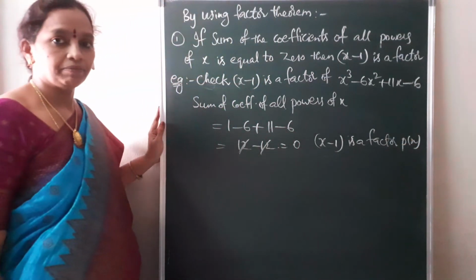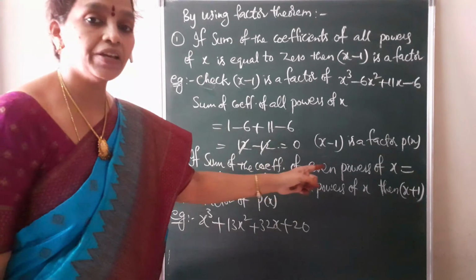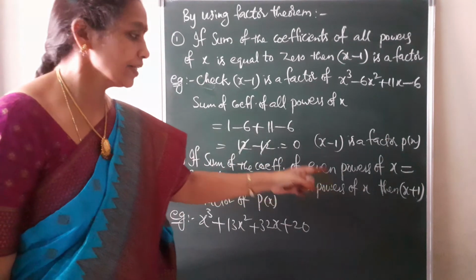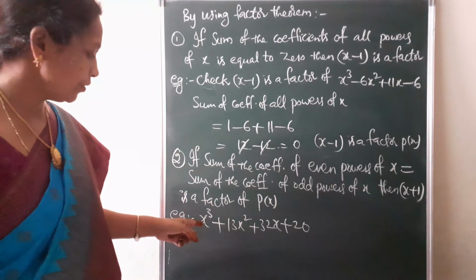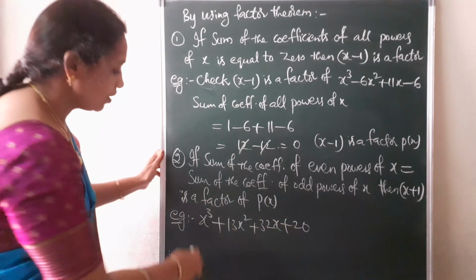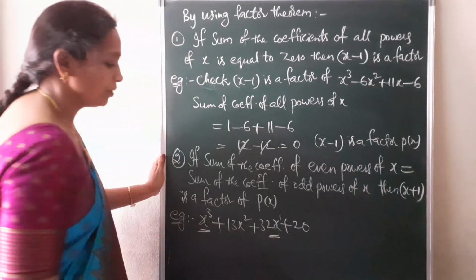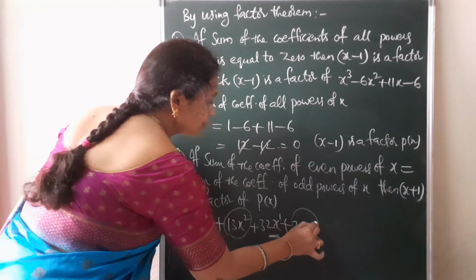So the second point is: if the sum of the coefficients of even powers of x is equal to the sum of the coefficients of odd powers of x, then x plus 1 is a factor of the given p of x. For example, check x cube plus 13x square plus 32x plus 20. What are the odd powers? x cube and x power 1 are the odd powers, and this is an even power, because x power 0 we can write.